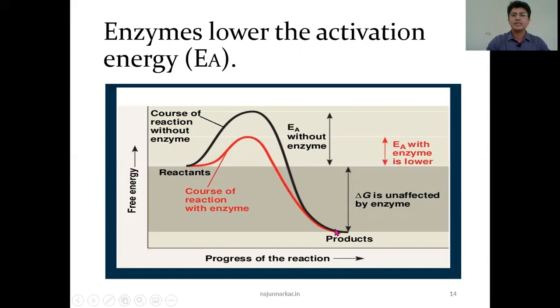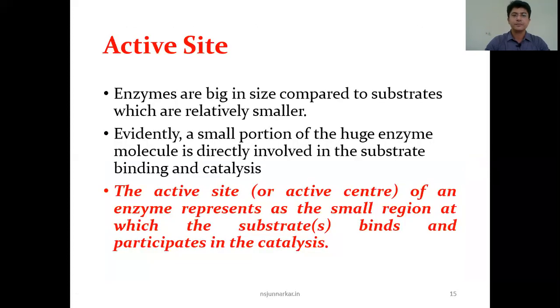The reaction proceeds in a faster manner, and you can see the delta G, that is the free energy change of the reaction, is unaffected by the enzyme. Only in the presence of the enzyme, the activation energy that is needed by the reactant to attain is lowered. So only this much energy is required for the reactants to attain in the presence of enzyme, and that's why the reaction proceeds in a faster manner in the presence of enzymes.